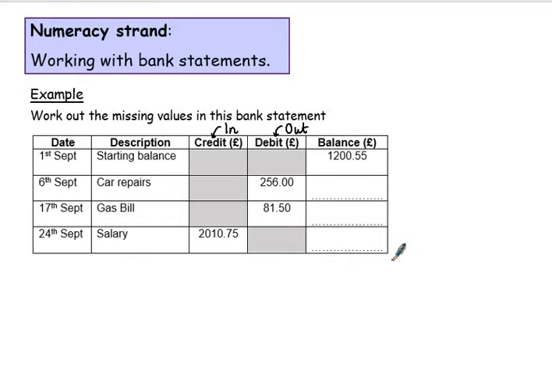So the first thing we want to do is work out the balance after the car repairs. So you can see we start off with £1,200 and 55 pence, and then on the 6th of September we pay for some car repairs, and it's a debit, it's going out, so you're paying them £256. So that means you want to subtract that amount from here because it is leaving your bank. So the first calculation we want to do is £1,200 and 55 pence, take away 256. So we're going to use a subtraction sum for this.